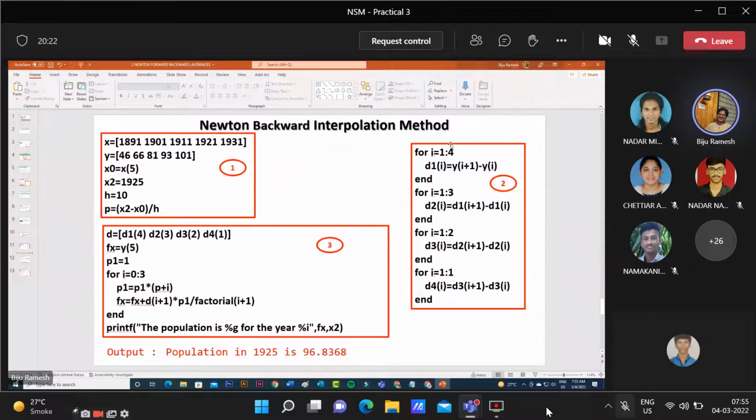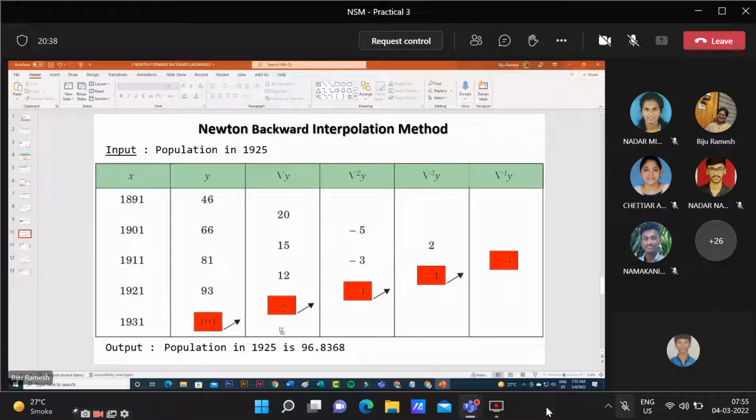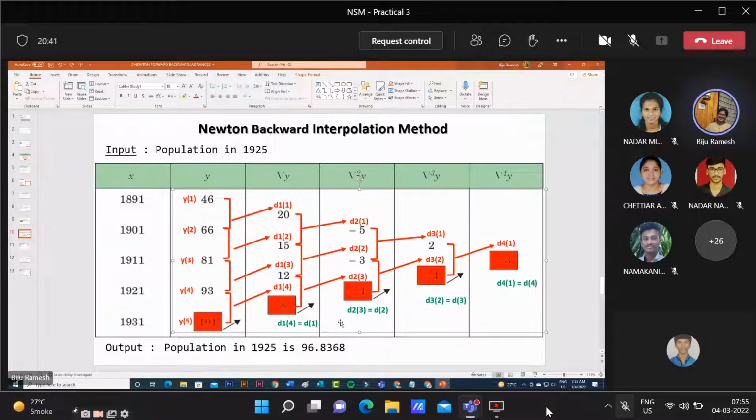So you have to do that. That's the next step. The for loop you write, then the formula you have to apply. In the formula, as I said, you're going to use the last values. You will be using D1 of 4, then D2 of 3, then the last value D3 of 2, and here there is only one value, so D4 of 1.